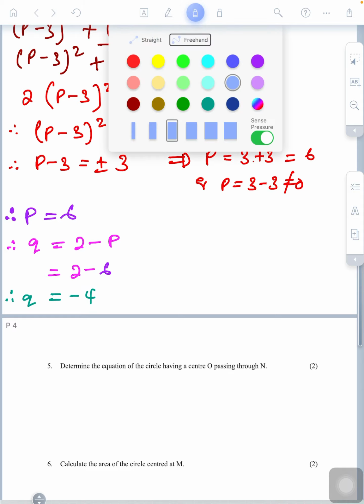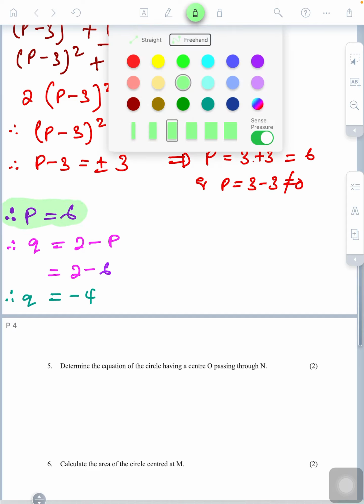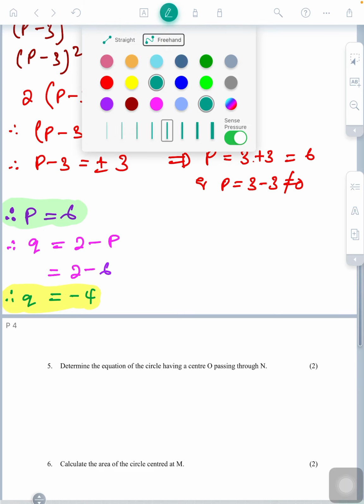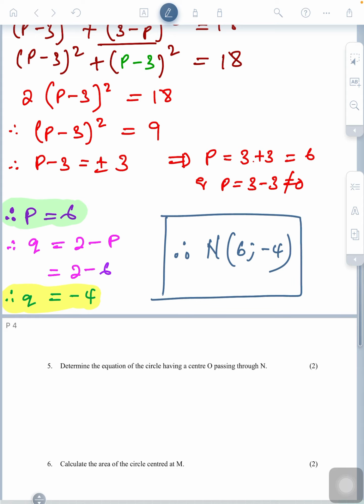So I'm just going to highlight that for you guys. This is the value of P. We have solved that, and then this is the value of Q, which is -4 in that case. So now I will say to myself, what it means is the coordinate of N is what? It's P, which is 6, and -4. These are the coordinates of N that I have solved.